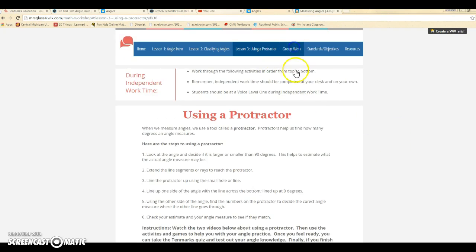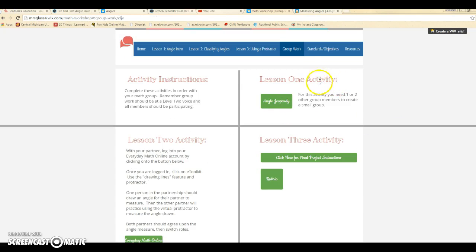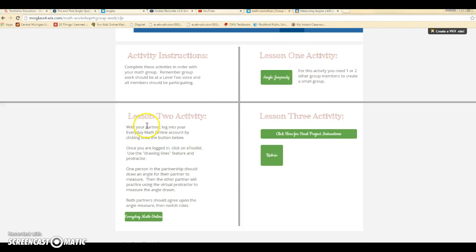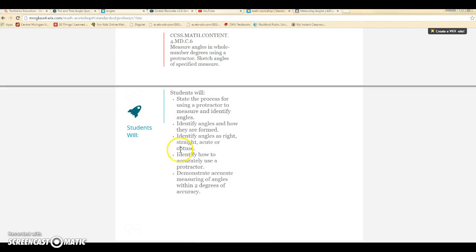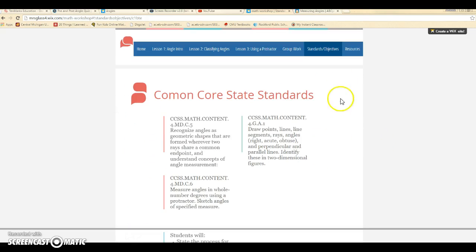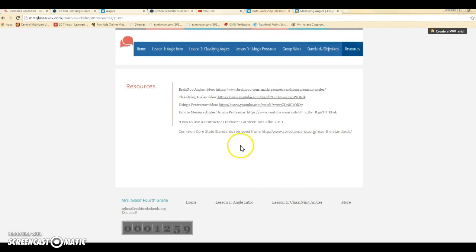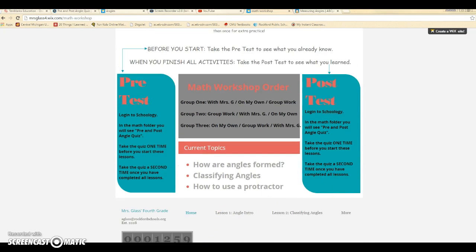Finally, I have my group work tab. During their group work rotation, they have different activities that they would be working on. One is a Jeopardy game. One is creating some virtual angles with a partner. And then here's a project where they'll be creating on paper instead. And I've included a rubric for that as well. I include my standards and objectives, what the students will be able to do, as well as my resources. Then the students would have to go back and take the post-test.